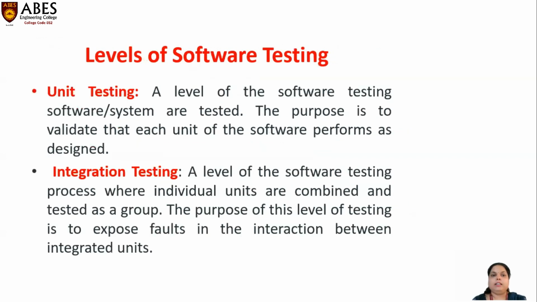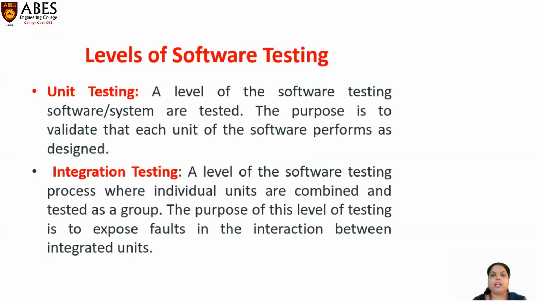So basically there are different levels of software testing that can be defined. There are 4 levels of software testing. One is unit testing, second is integration testing, third is system testing, and fourth is acceptance testing. So the first one is unit testing.